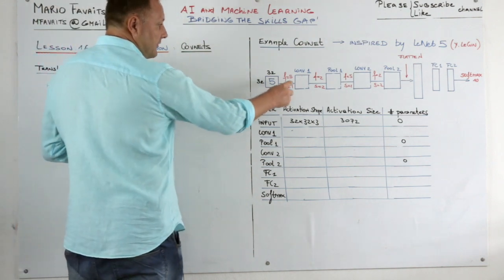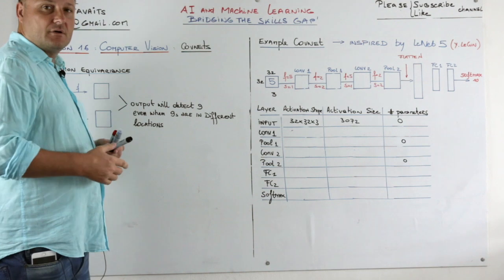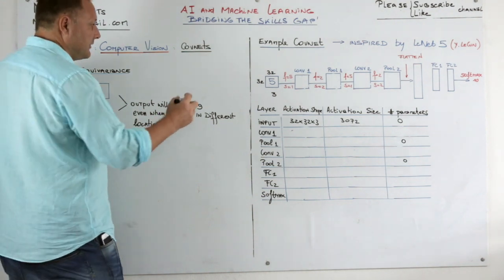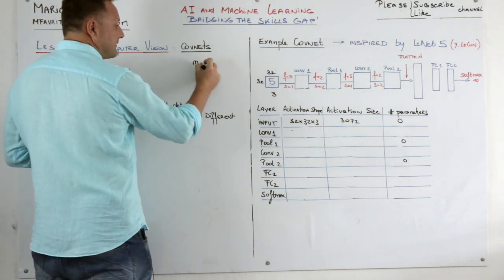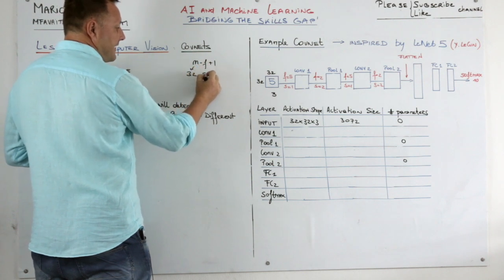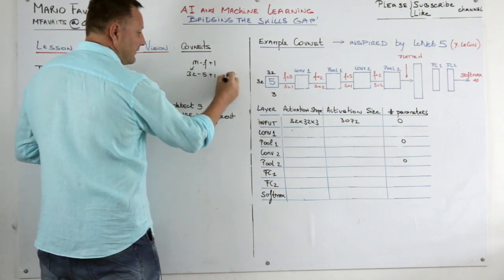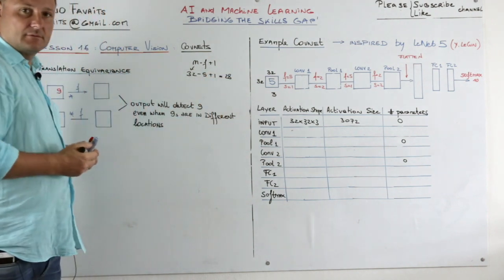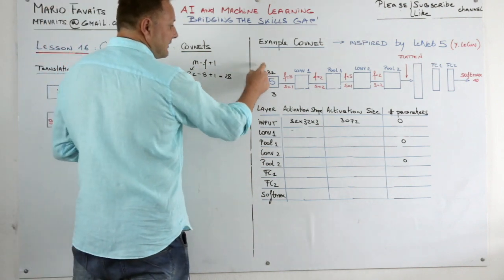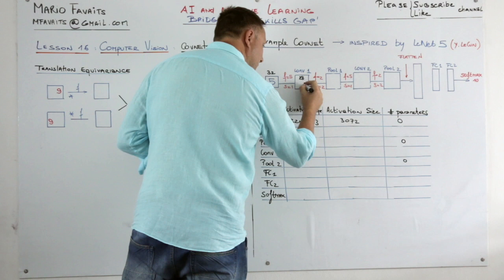So what is the outcome when we take a filter of size 5 with a stride of 1? Well, remember, the formula is n minus f plus 1. n is 32, f is 5. 32 minus 5 is 27, plus 1 is 28. So the height and the width go from 32 to 28.